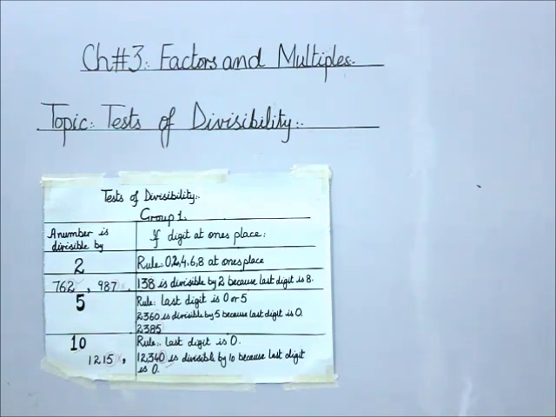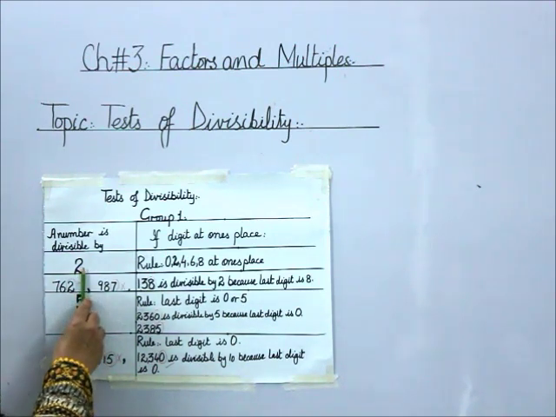Tests of divisibility are basically the shortcuts which tell us whether one number is divisible by another number without doing any long division. I have written three numbers in group number 1: 2, 5 and 10, because these three numbers have the same rule. The rule for these three numbers is you have to check the last digit, or the digit at the ones place. Now let's check all these three rules one by one.